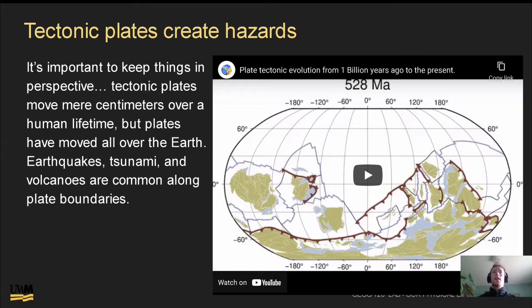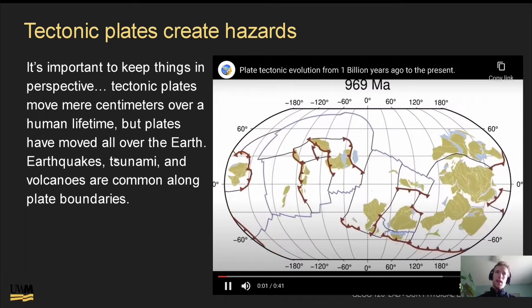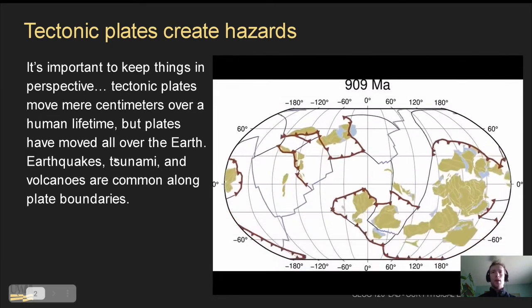Remember that these tectonic plates may appear to move very, very slowly, and they do, especially over the course of a human lifetime. But through science, we've discovered that these tectonic plates have actually been all over the Earth at various points in time. To illustrate this, I'd like to show you a video from the University of Sydney, basically showing the last million years of tectonic plate activity and how these plates have shifted around.